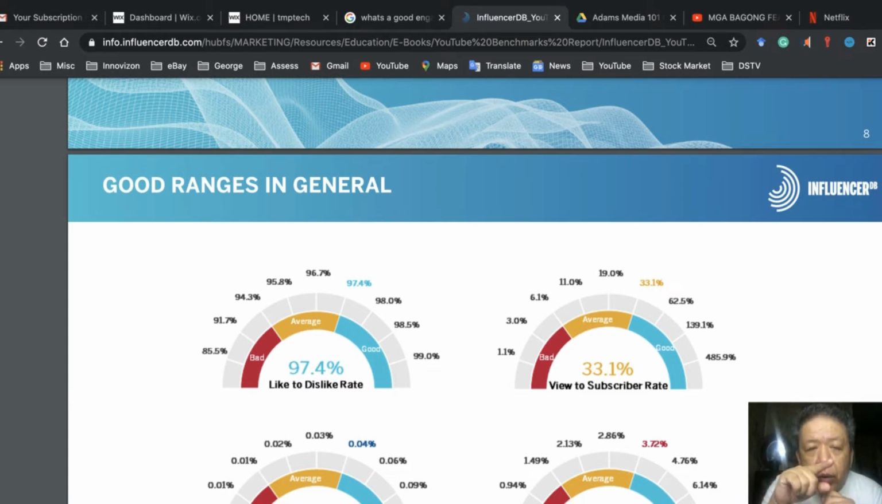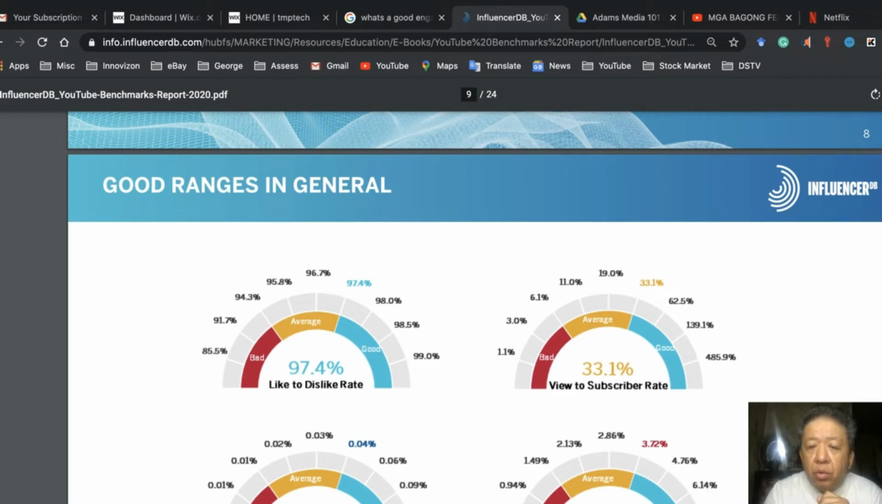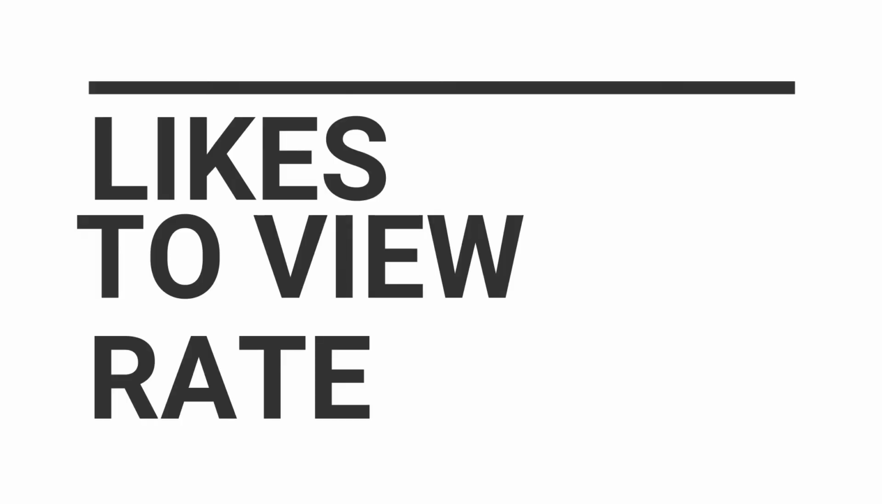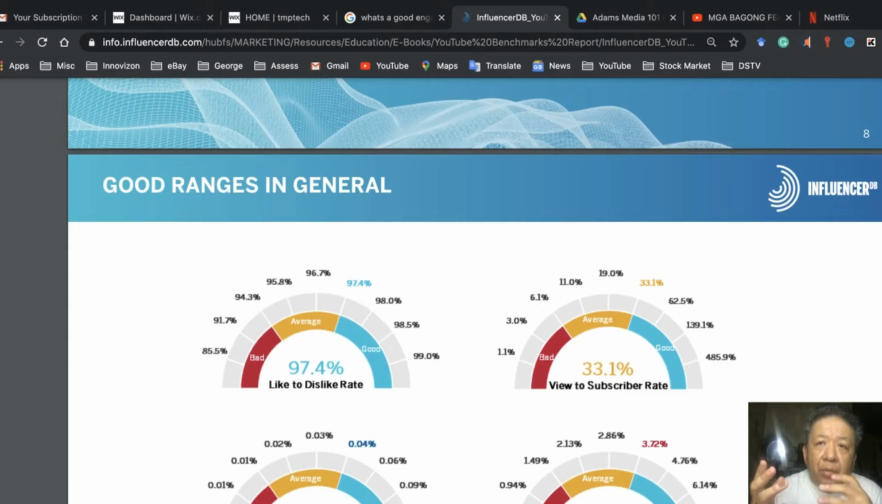Next, we would jump from the like to dislike rate to the like to view rate, because it's okay if you have 2 likes and no dislikes. That's 100%, right? But if you don't have enough likes to view rate, then that's also a problem. For example, if you have 100 views, there should be at least 4 likes. So 4%, or 3.72%, should be your benchmark.